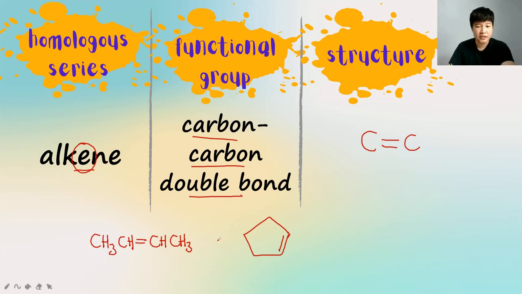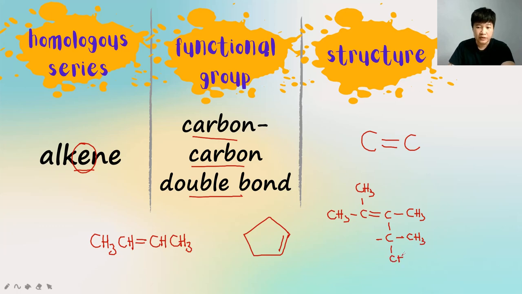That is also in the homologous series of alkene, where it holds the functional group of carbon-carbon double bond. Other than the straight chain and the cyclic, we can have branches. To be honest, we don't really mind how the carbon is arranged. We only mind the presence of carbon-carbon double bond. As long as you have the presence of carbon-carbon double bond, it doesn't matter what your compound looks like, because the one that gives rise to the functional group is the presence of carbon-carbon double bond.